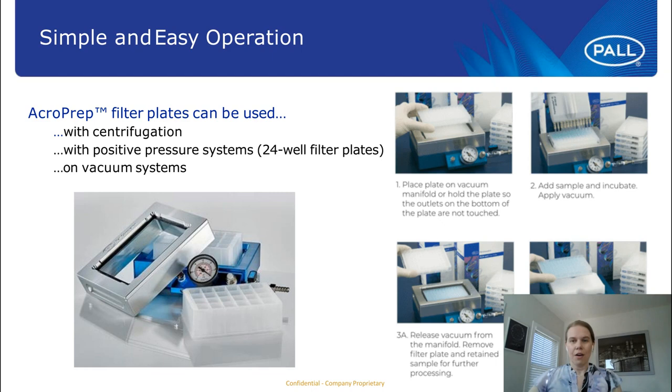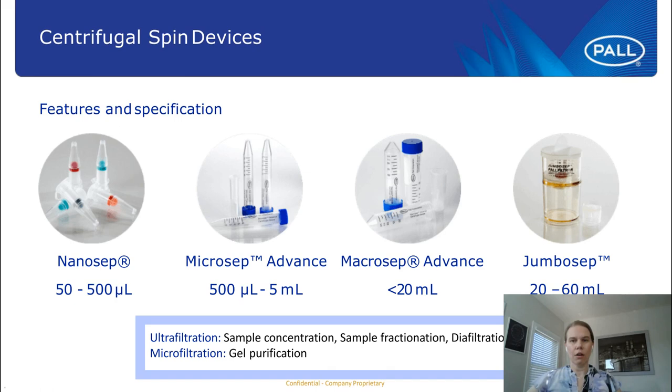We'll move on now to the centrifugal spin devices. Over here, you can see an overview of the spin devices that we have to offer. Again, these devices range in terms of processing volume, from 50 microliters all the way to 60 ml for those applications that require larger volume processing.